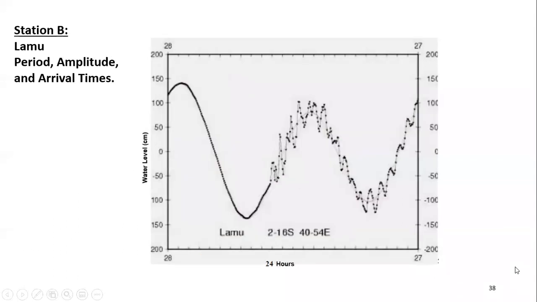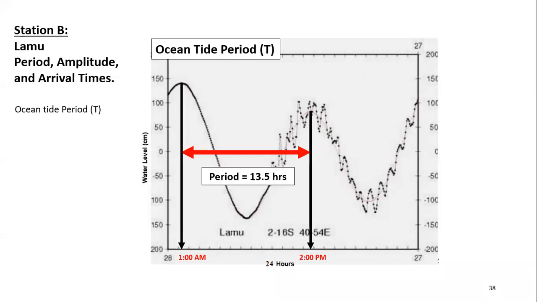Next, we're moving to Station B, the Lamu buoy. In your lab, you will determine the periods and amplitudes for the ocean tide and the tsunami, as well as the actual and predicted tsunami arrival times at Station B, the Lamu tide gauge. Period. Measure the period for the ocean tide. At the Lamu tide gauge, period is approximately 13.5 hours.